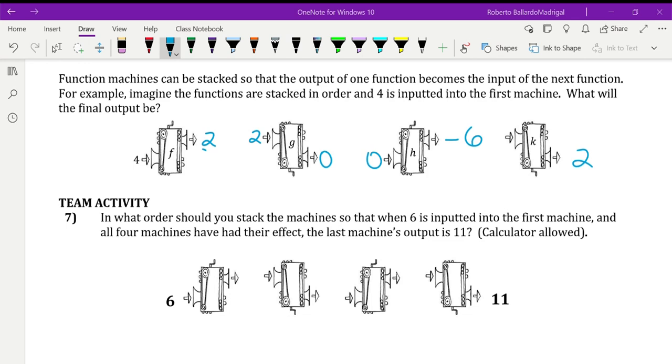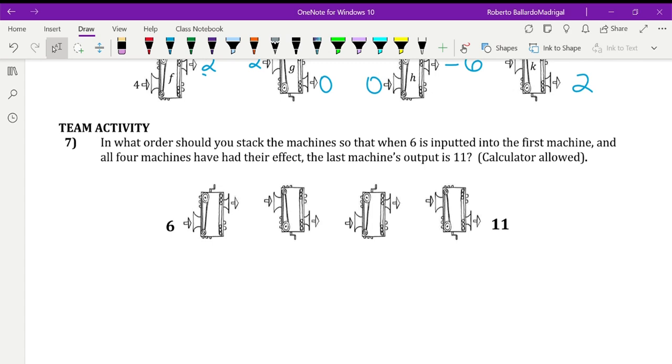All right, you have a team activity down here, which says, in what order should you stack the machines? Remember, the machines are F, G, H, and K, so that you get, with an input of 6, a final answer of 11. You are going to have 10 minutes to figure this out. And you can use calculators. This is a team task, which means you're working together as a group. If you're not sitting with your team, please go back to your seats and sit with your team so that you can finish this work. All right. You have 10 minutes. Send somebody to grab a calculator, and you guys can begin.